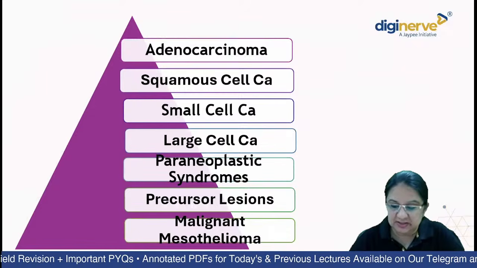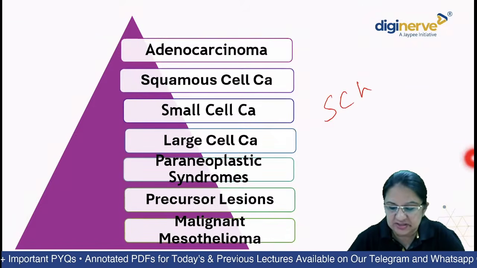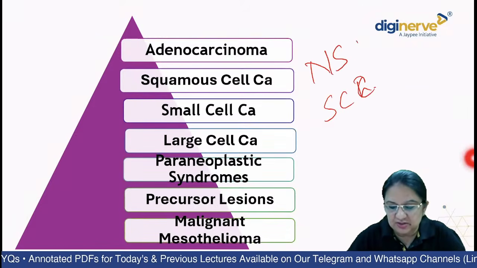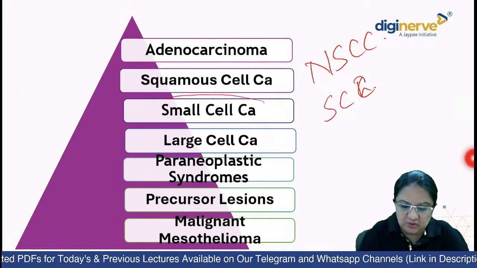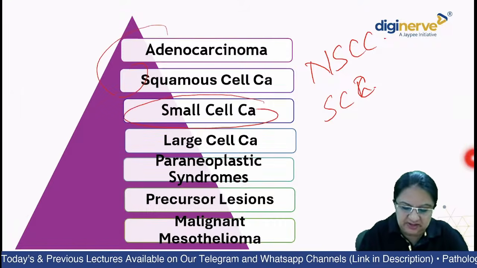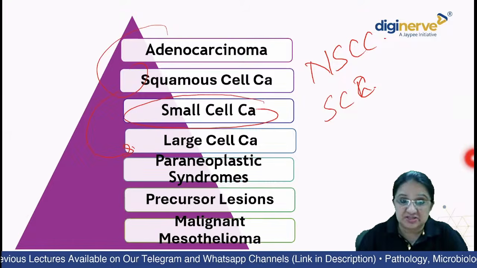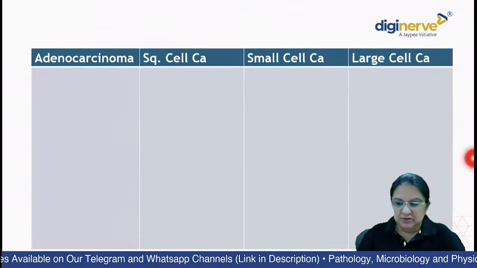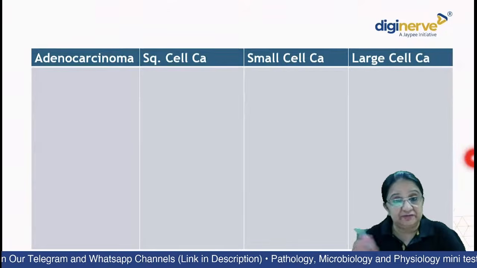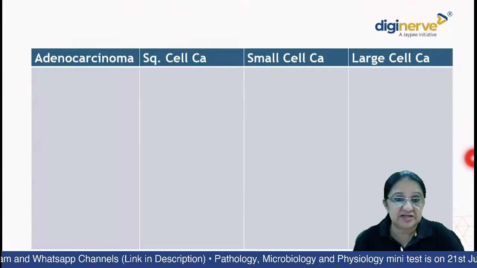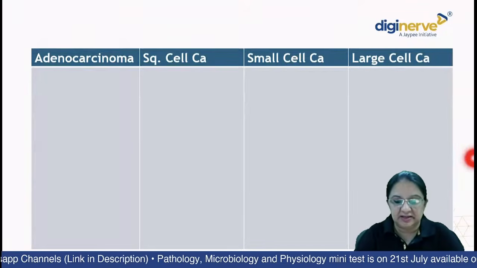Now let's talk about the carcinoma. Traditionally, we divide the carcinomas into small cell carcinomas and non-small cell carcinomas. Except for small cell carcinoma, all of these three fall into your non-small cell carcinomas, right? So very quickly, I'll tell you the differentiating features that are usually asked as questions in these lung cancers.